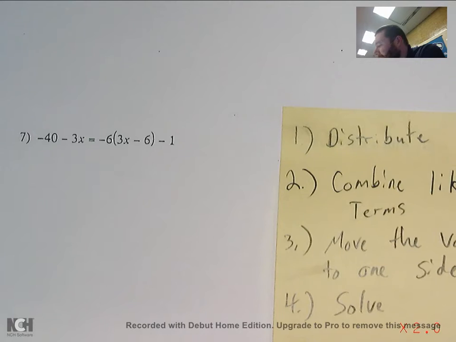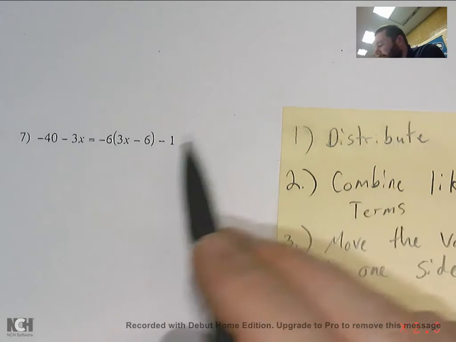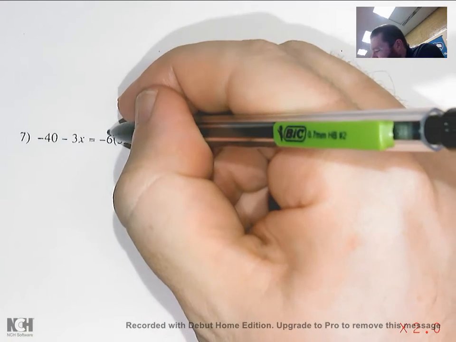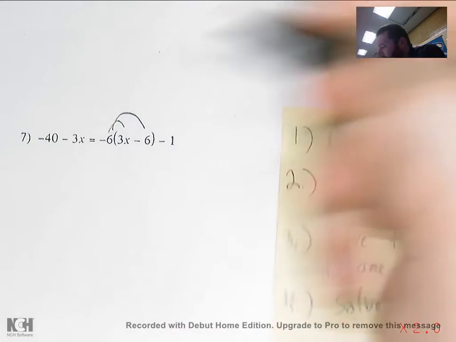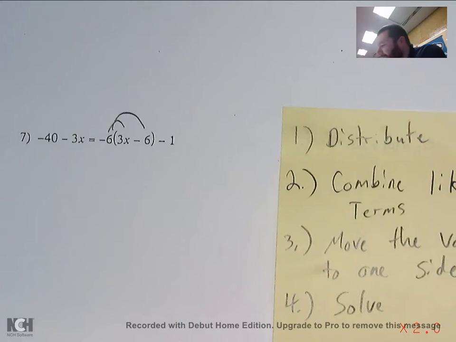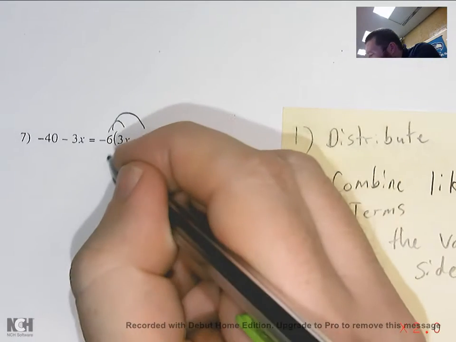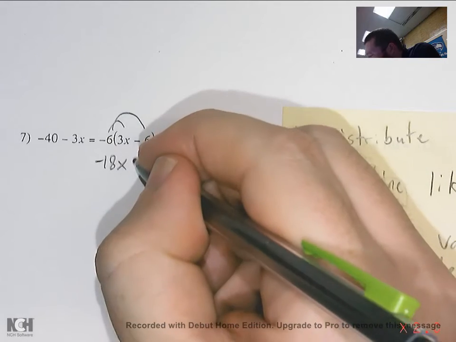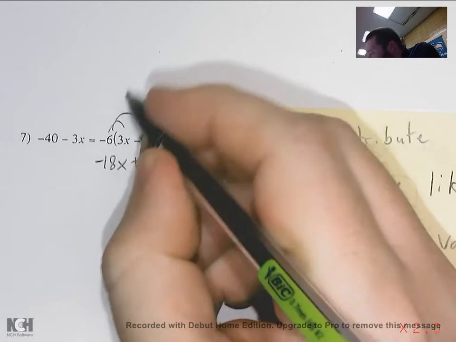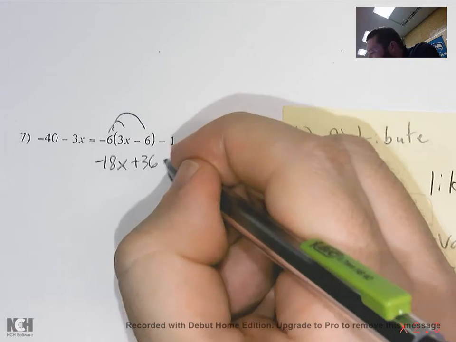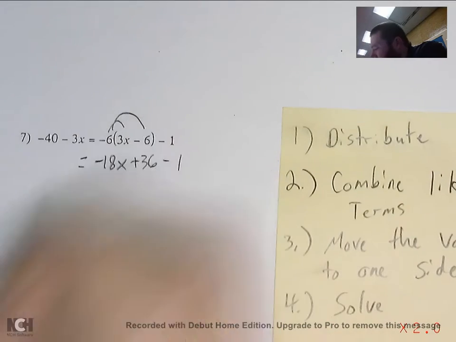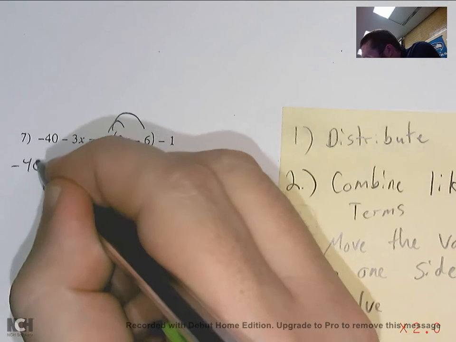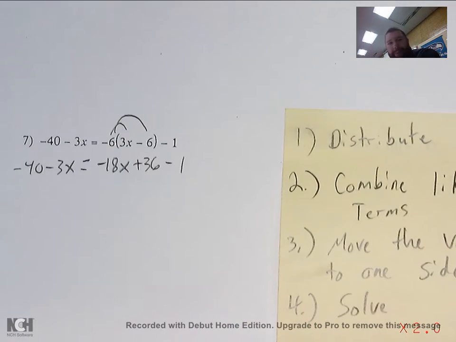Okay? So first thing I'm going to want to do is distribute if I can. So if I see a parenthesis, that's the first thing I'm doing. I'm going to move that number in front to both of those terms inside the parenthesis. So 6 times 3 is negative 18x. Negative 6 times negative 6 is going to become positive 36. And then I still have this minus 1 hanging out that was outside the parenthesis. And then we still have a negative 40 minus 3x on this side.